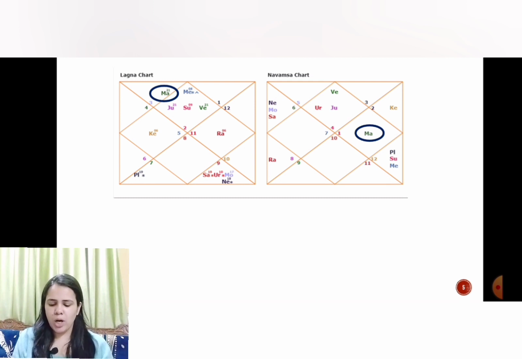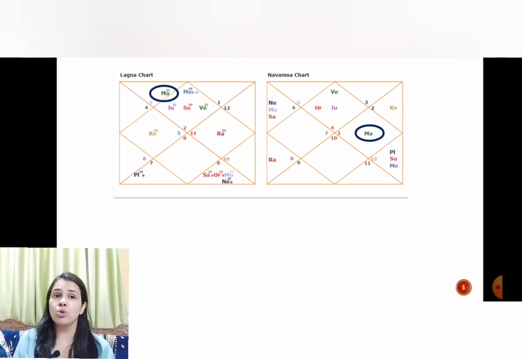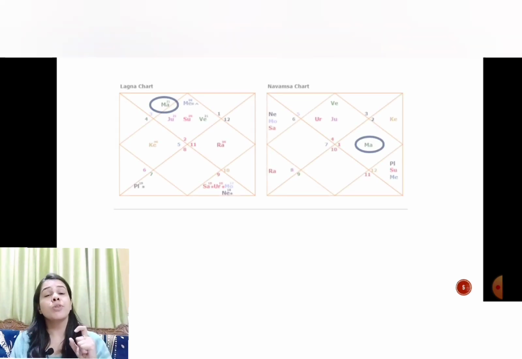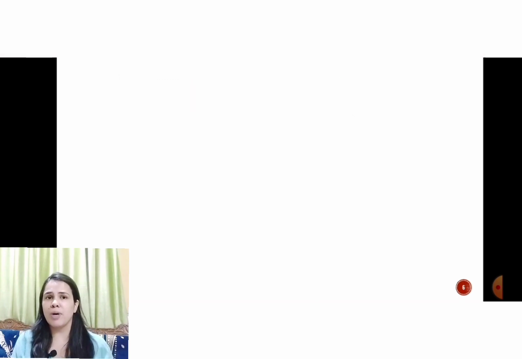Now coming to another planet. We'll talk about the 10th house lord, which is also the 9th house lord, Saturn. Saturn is sitting in Sagittarius, and in Navamsa it is sitting in Virgo sign. What does it indicate? Firstly, Saturn is going to the third house of the Navamsa D9 chart.